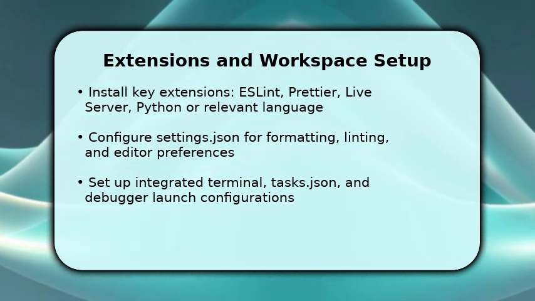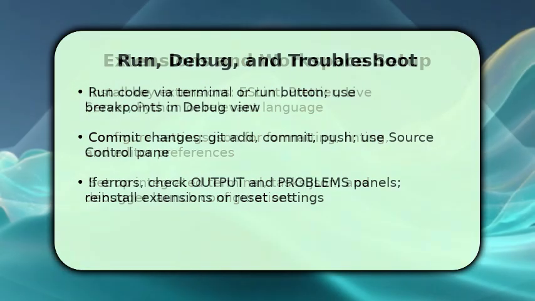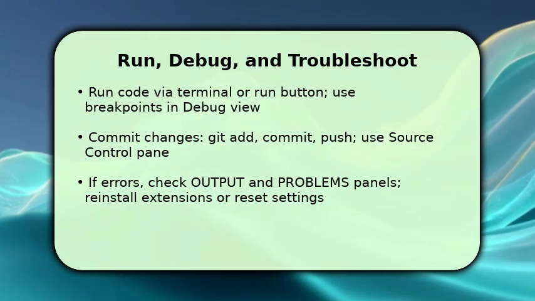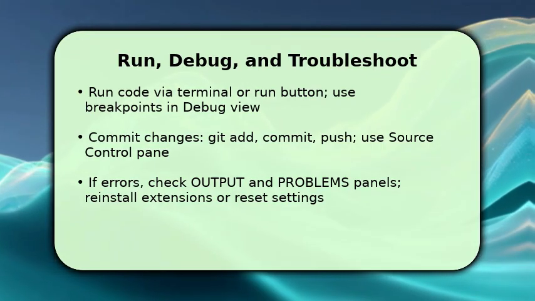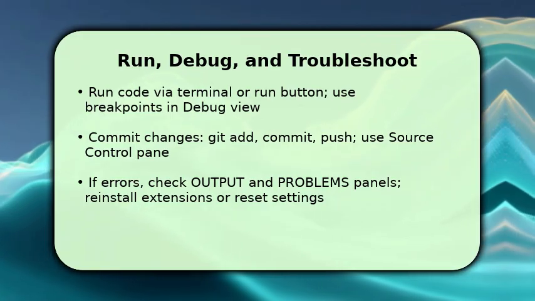Finally, run and debug your code. Use the Run button or terminal, set breakpoints, and step through variables in the debug view. Once stable, commit with git add, commit, push, or use the source control pane to stage changes quickly.